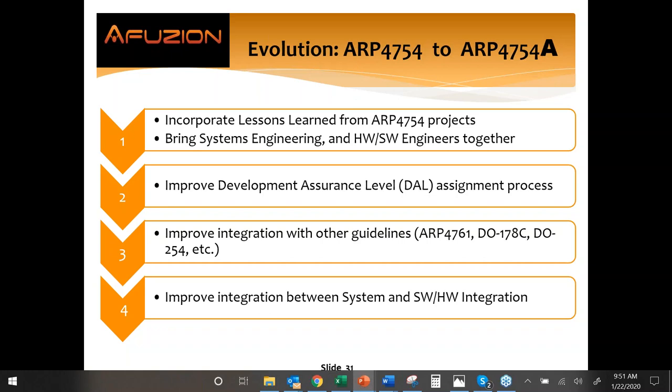We have to show we have a formal communication process, and let's do that with 54A. Let's improve the formality and the rigor of assigning the DAL. Let's improve the integration with the safety process, 4761 or 178254, and improve the integration with system and software hardware. That's how we evolve, okay? So if we don't do these things, we're setting ourselves up for failure.